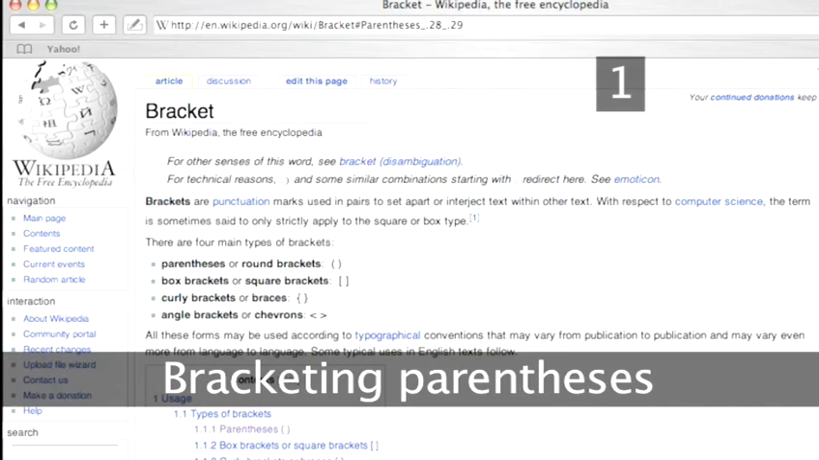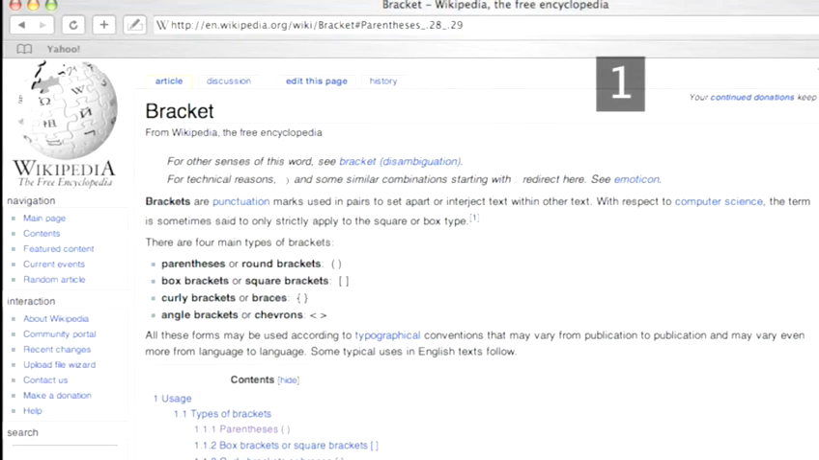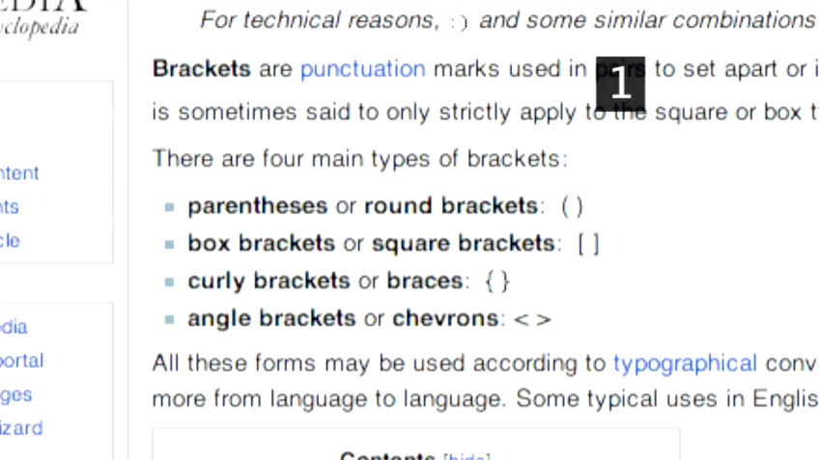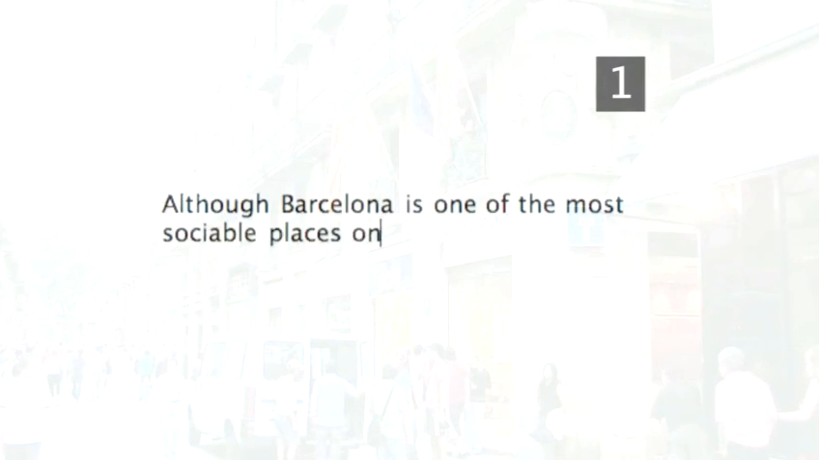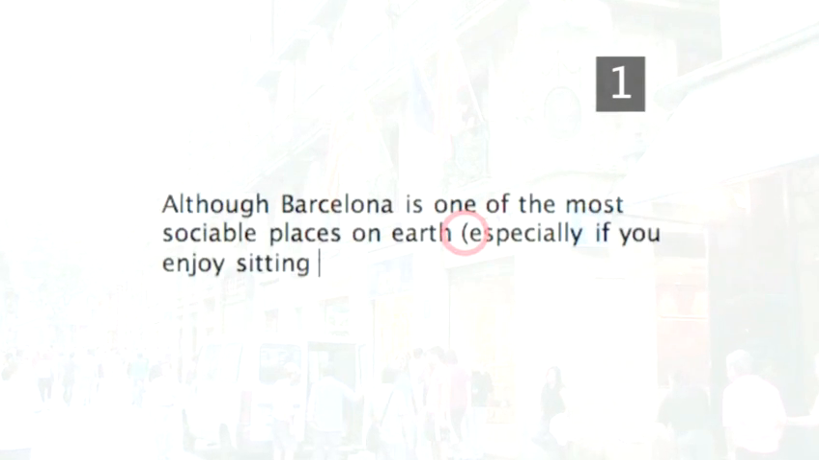Step 1. Bracketing parentheses. Parentheses are the posh name for what most of us call brackets. They're also known as round brackets. Parentheses can be used in the same way as a pair of dashes or a bracketing comma. They indicate a strong interruption in the flow of the sentence. The words within parentheses should represent an aside from the writer to the reader.